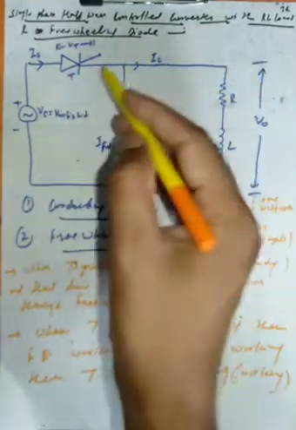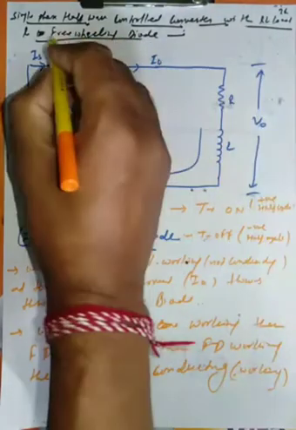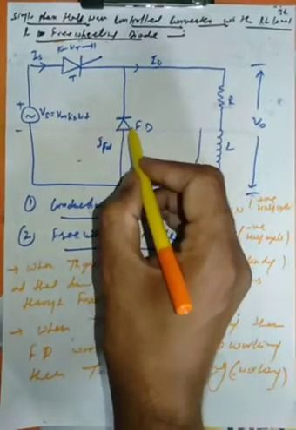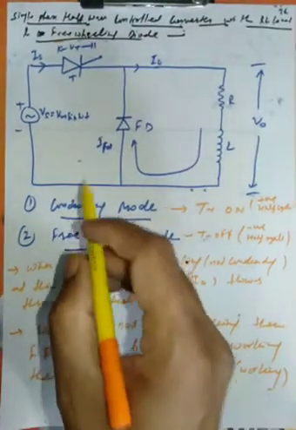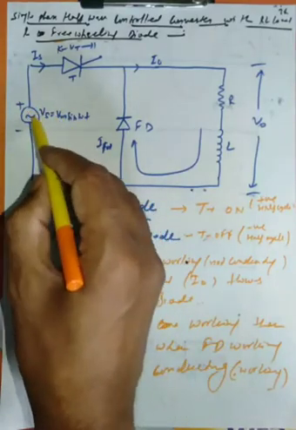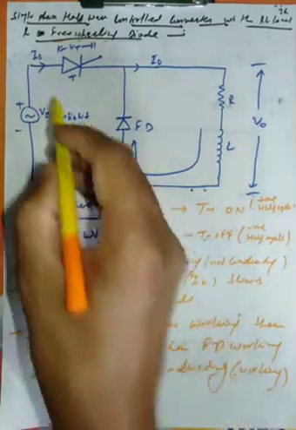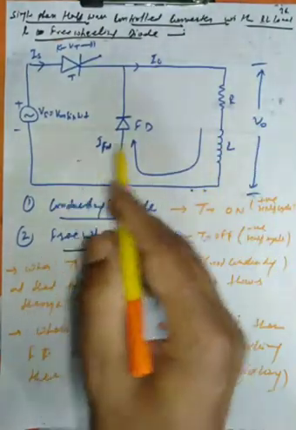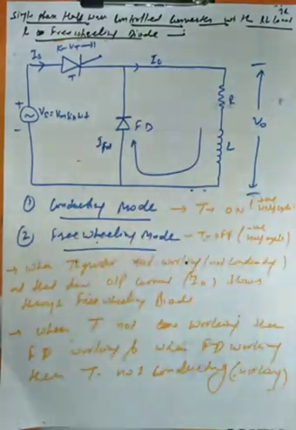As we earlier studied the RL load, here the freewheeling diode is new. We will connect the diode across this load, and the input is given as an AC input, then the thyristor is connected, and i0 is the output current across the load. This circuit will work in two modes, that is conducting mode and freewheeling mode.